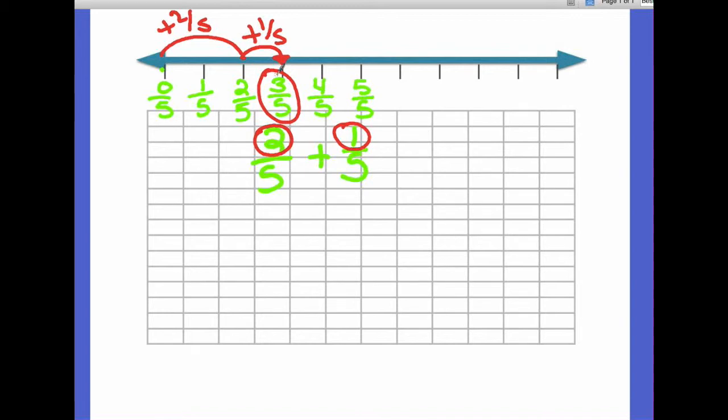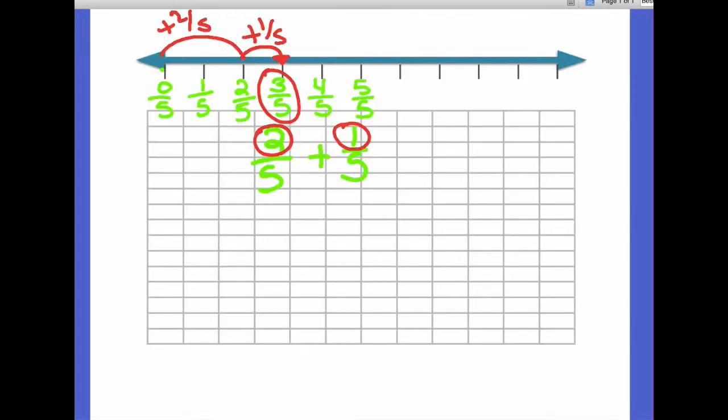Let's look at a little more complicated problem. We'll go over that. And then I'm going to introduce you to something new.